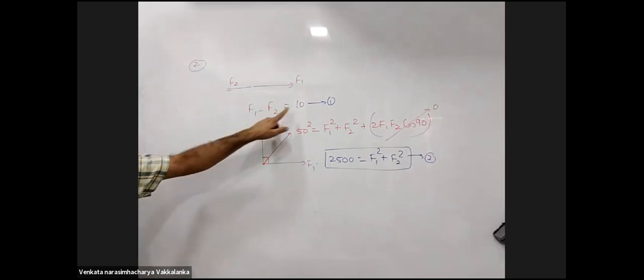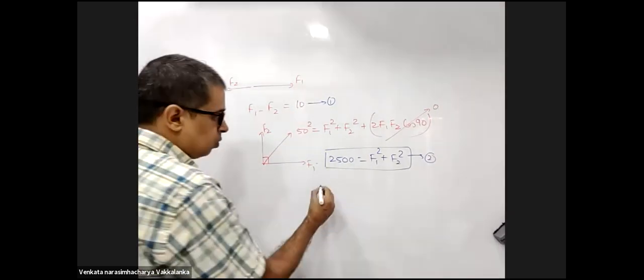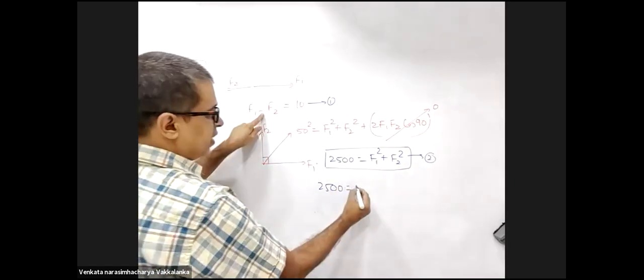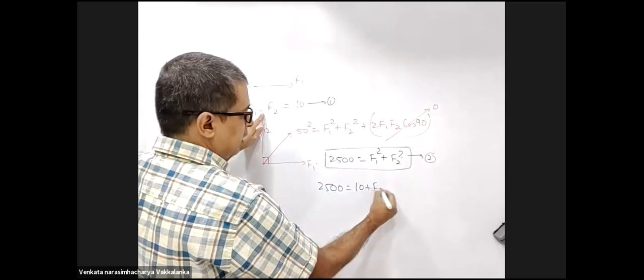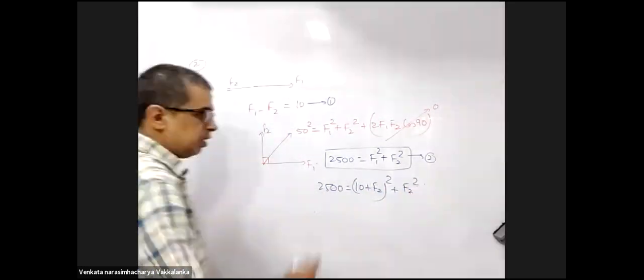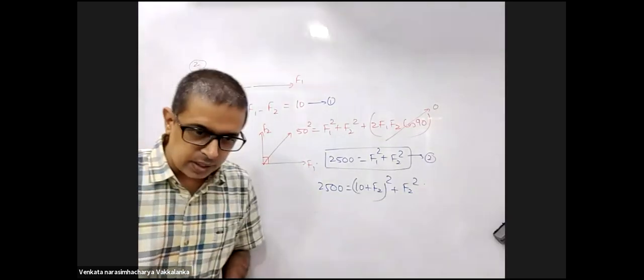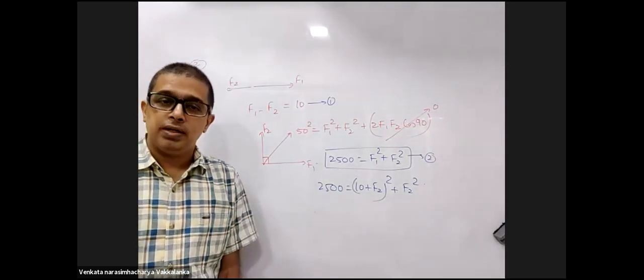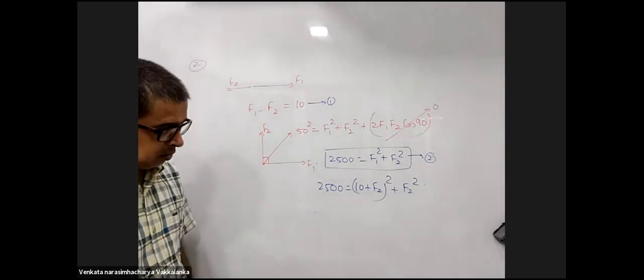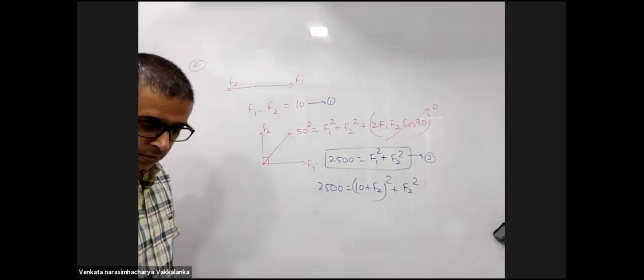What will F1 be equal to? 10 plus F2. So 2500 equals (10 plus F2) whole square plus F2 square. Can you solve this quadratic equation? Yes, yes, sir.